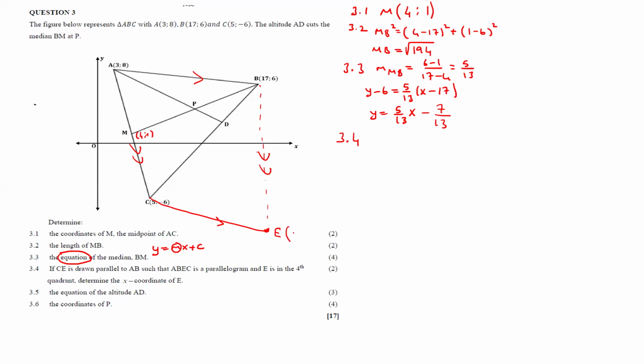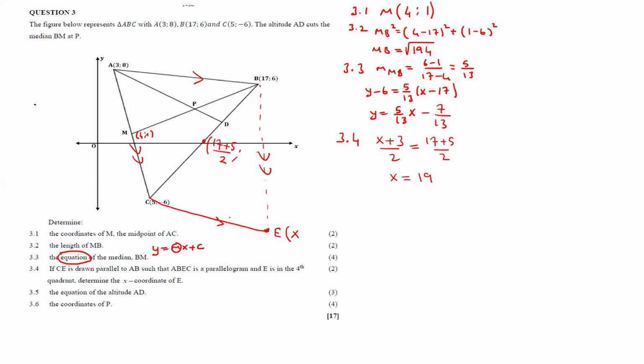In order to get the x coordinate here, you know that one of the properties of a parallelogram is that diagonals bisect each other. So the midpoint of BC and the midpoint of AE will be equal to each other. The midpoint of BC is going to be 17 plus 5 over 2, the same as x plus 3 over 2. So x plus 3 over 2 will be equal to 17 plus 5 over 2. From this, x is equal to 22 minus 3, 19.